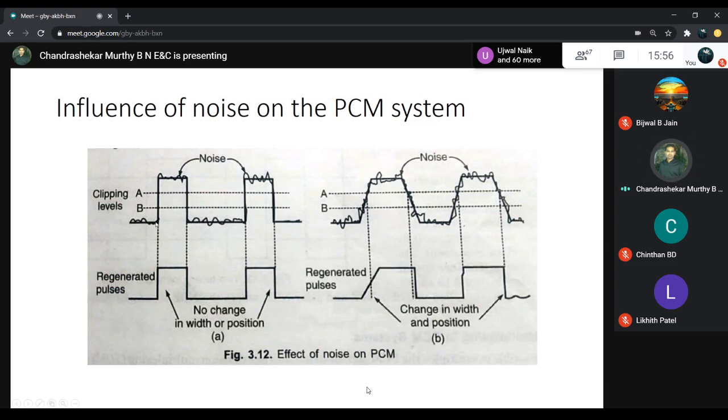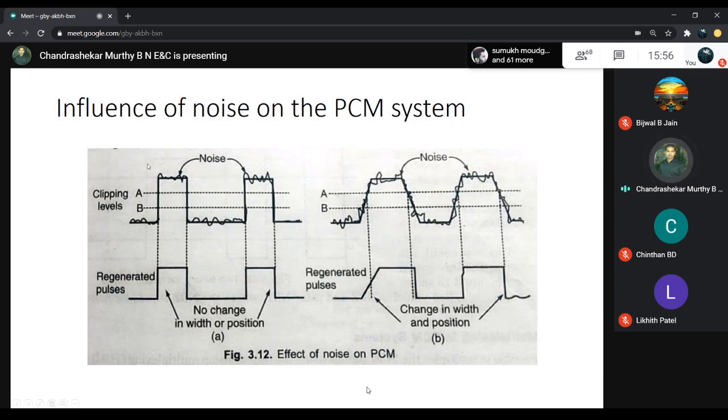In this case, the amplitude of the given signal is distorted, because the noise is superimposed on the pulse, so the amplitude part will be affected. In figure A, only the amplitude will be affected. It is nothing but the PAM system. So PAM will be affected here. With respect to other types like PWM, PPM, PCM is not affected.